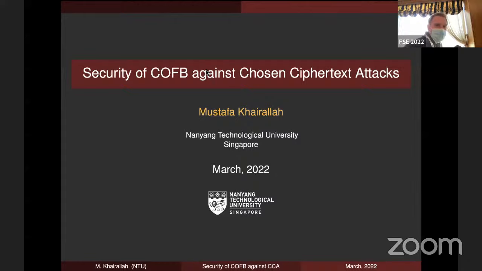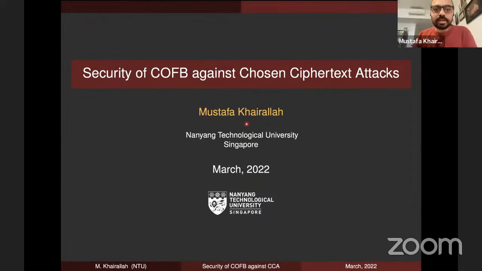So the next talk is security of COFB against chosen ciphertext attacks. It's a work by Mustafa Kairala, and he will give the talk. Thanks for the introduction. I will be talking about security of COFB against chosen ciphertext attacks.